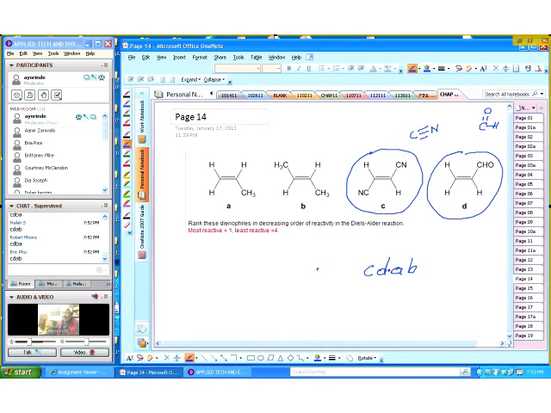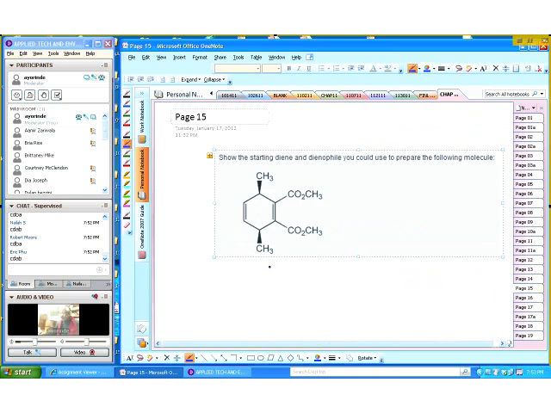So finally we have B. Okay, and so that is the order. Very good. Is there any question on that before we move on? Okay, very good. So let us go to 15. Eric, go ahead and read this question. Show the starting diene and dienophile you could use to prepare the following molecule.